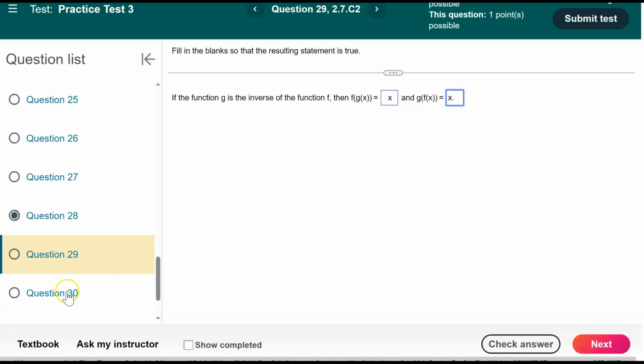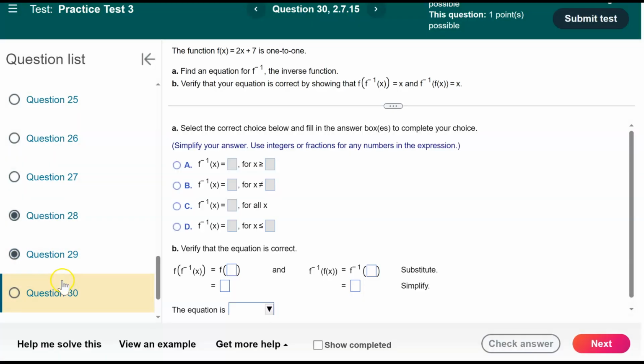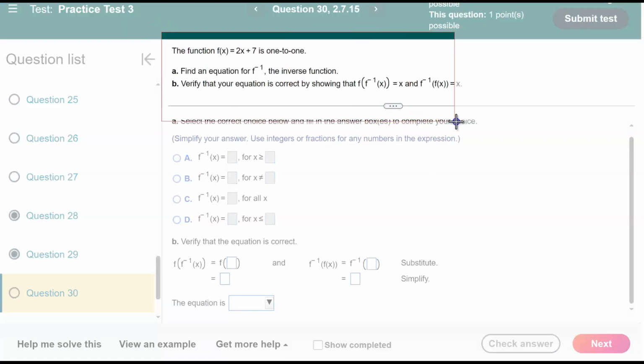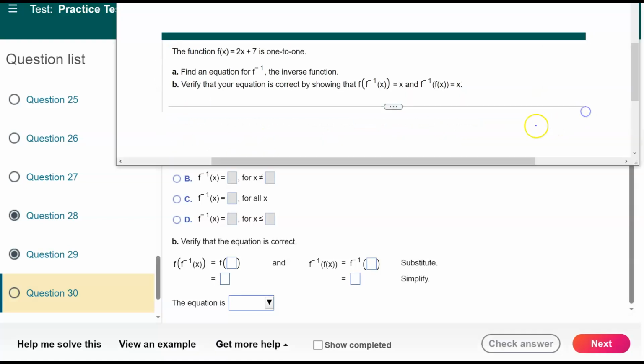Next, number 30. For number 30, find an equation for f inverse, the inverse of the function, and verify by showing that these two are correct. To do that, let's look at how to find the inverse of the function. You can find the inverse by following the steps here.